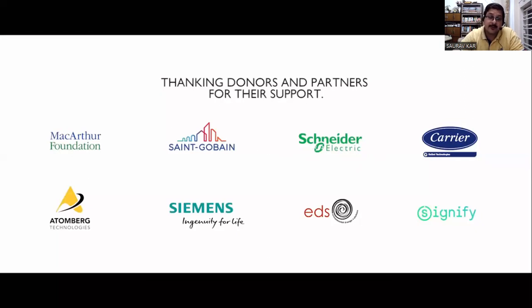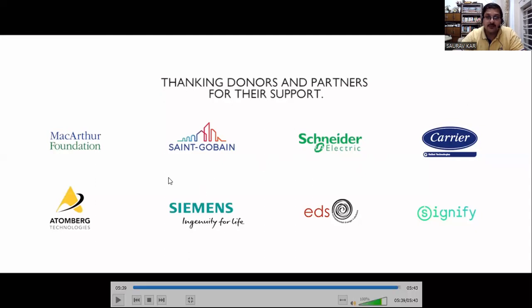Saint-Gobain, another very big company of glass. I have a friend who works at Fenesta, a very big glass company. Siemens, you know, is a very big electrical and electronics company. So they come forward to bring out this energy efficient system in India.